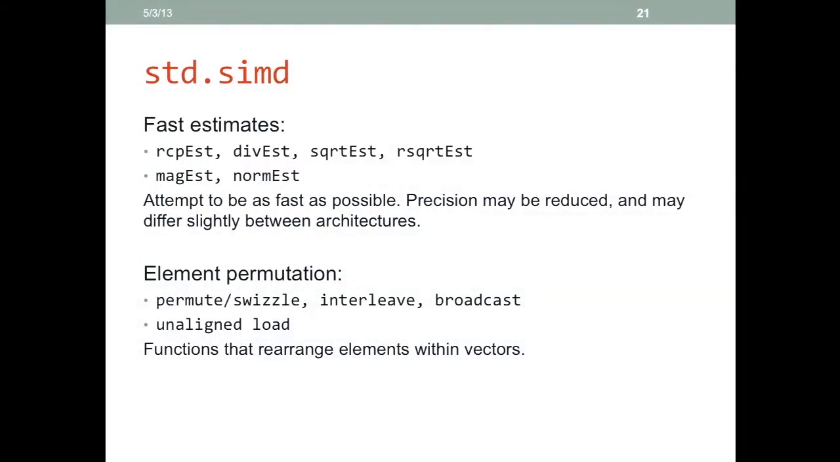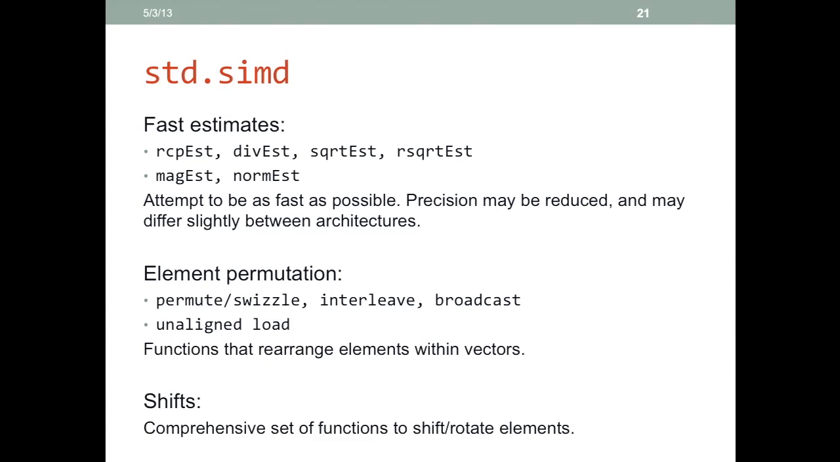There's also a whole bunch of element permutation functions. These basically just swizzle around the elements in various different ways. Swizzle is, of course, a completely free swizzle, so it can actually replace all of these. And there's also an unaligned load, which you should use if you are performing unaligned loads, but as we'll see later, just don't.